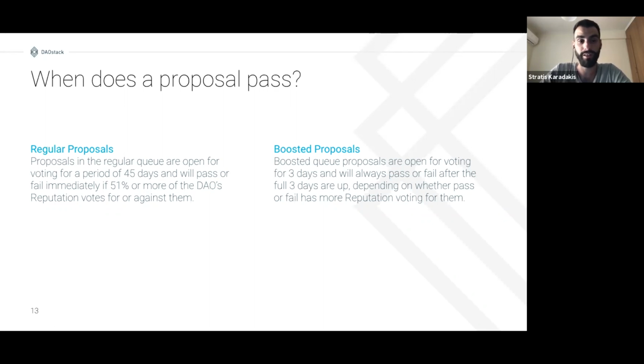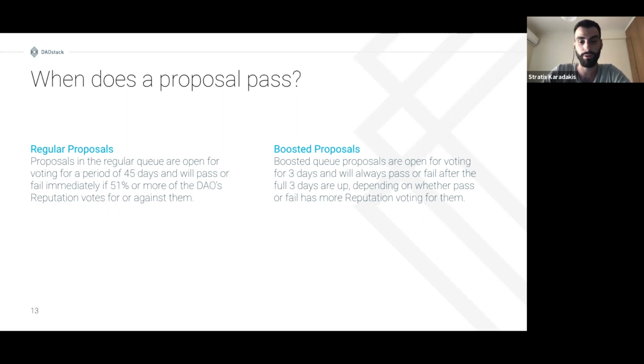The proposals in the regular queue are open for a voting period of 45 days, and they will pass or fail immediately if 51% or more of the DAO's reputation votes for or against them. This is the absolute majority vote. And boosted proposals are open for voting for 3 days, and they will always pass or fail after the full 3 days are up, depending on whether pass or fail has more reputation voting for them. And this is the relative majority aspect.